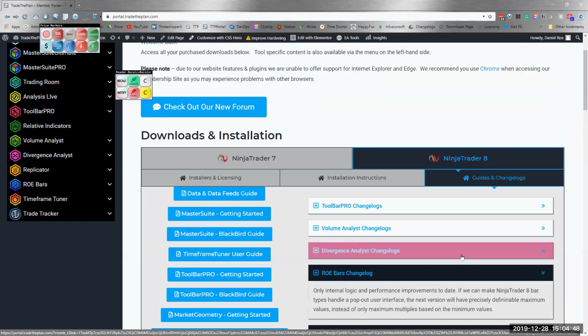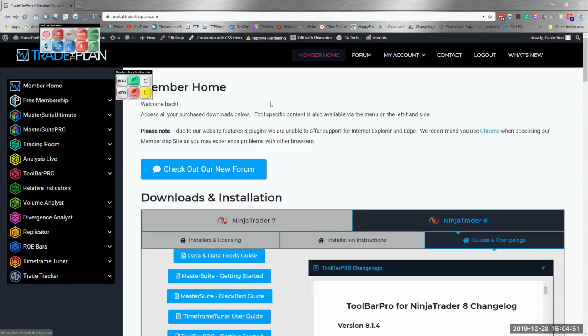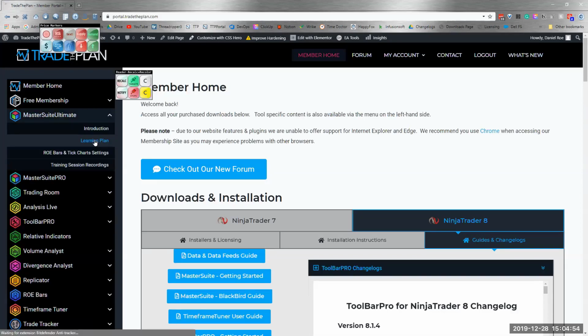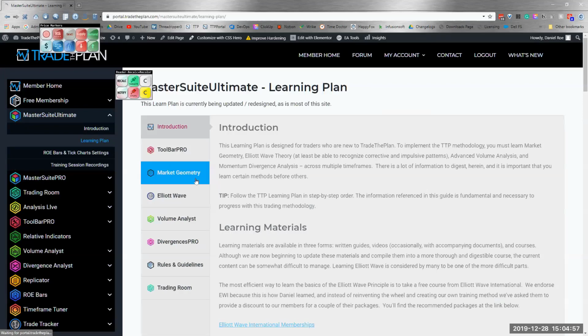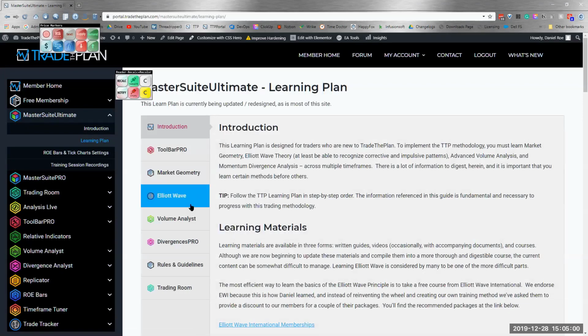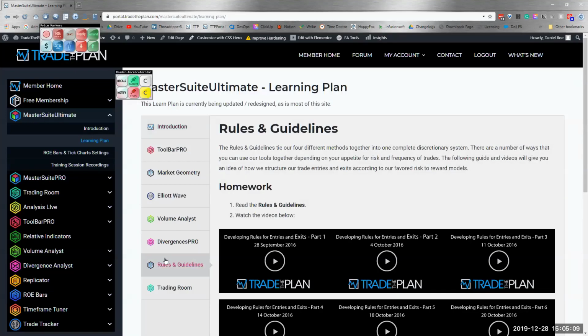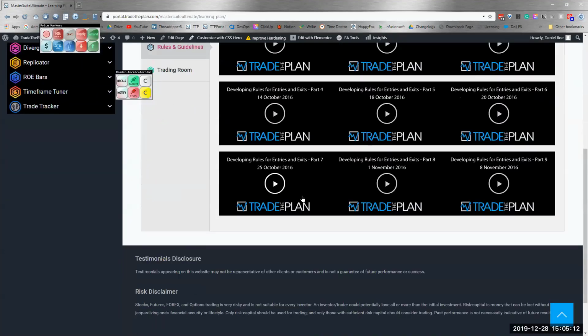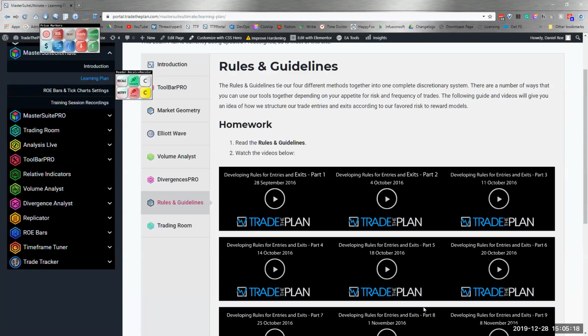These are the change logs for all the indicators and tools. And then here, some of this is kind of old. I mean, a lot of it is methodology stuff. It's not necessarily dependent upon the tools. But yeah, I've got rules and guidelines and a lot of different videos here, but this is not everything. I've got a huge document with all the rules and guidelines that I'm going to be releasing tomorrow, probably.